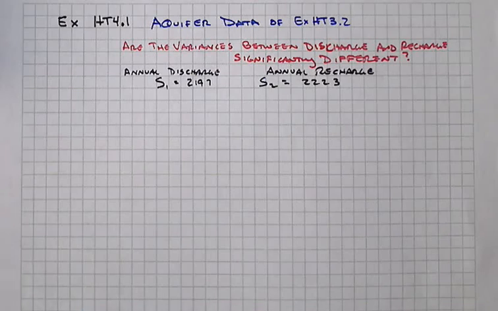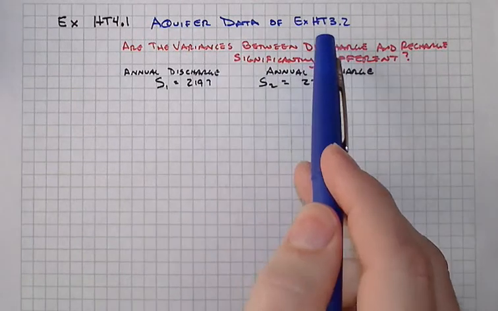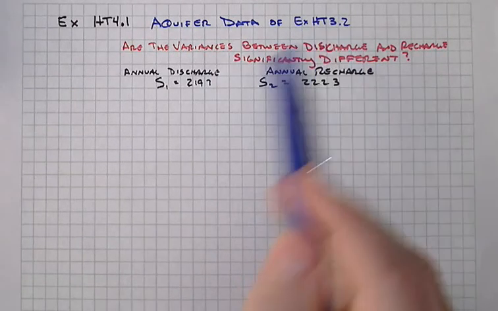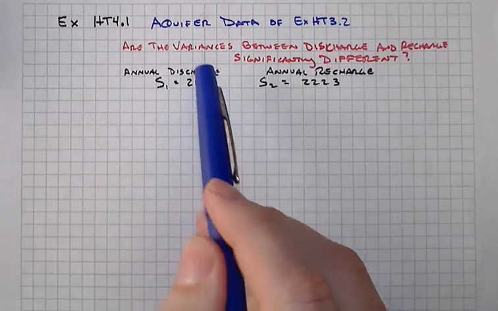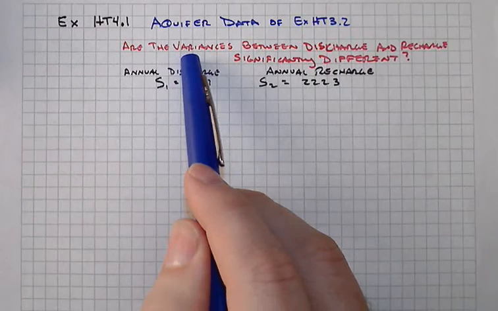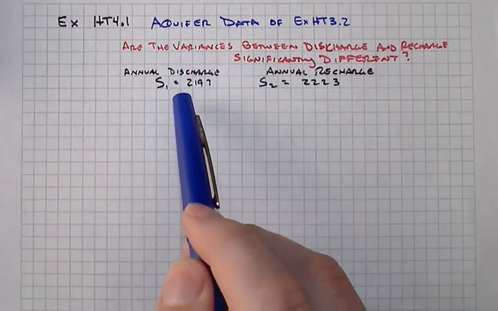Let's look at a numerical example, and it'll help to draw out some of these subtleties with the F distribution in doing hypothesis tests associated with ratios of variance. Now we'll go back to the aquifer data of example HT 3.2, the Ogden Valley aquifer data, as we answer the basic question: are the variances between the discharge and recharge significantly different?